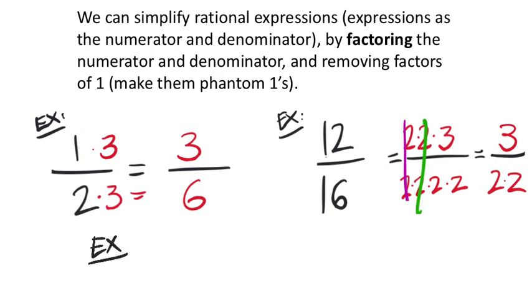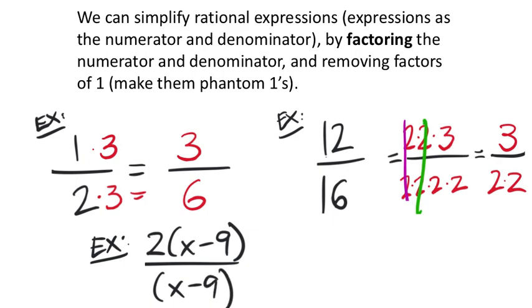What you could see is that maybe it's a binomial, okay? So, for example, you could have had 2 times, let's do x minus 9, and then it could have been over just x minus 9, right? Well, anything divided by itself is 1, which we've seen. So I could say x minus 9 divided by x minus 9. I can cross that out with a 1 and then ignore it, and then what's the simplified form here? It's 2.